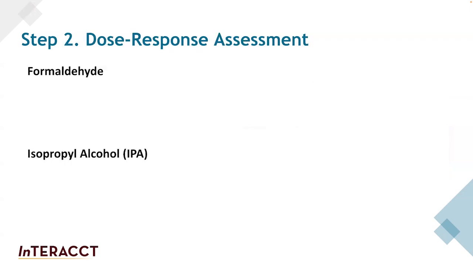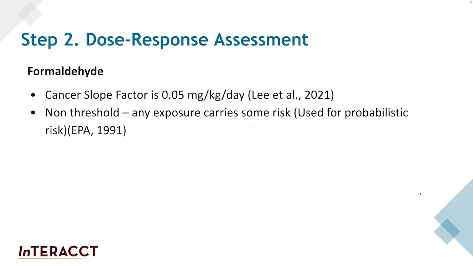Step 2 focuses on dose response assessment, where we examine how much of a substance is needed to cause a health effect. Let's start with formaldehyde. For cancer risk, we use a cancer slope factor, which is 0.05 milligrams per kilogram per day based on recent literature. As with most other carcinogens, formaldehyde is treated as a non-threshold carcinogen, meaning that any exposure could pose some level of risk, which is especially important in probabilistic risk assessments.